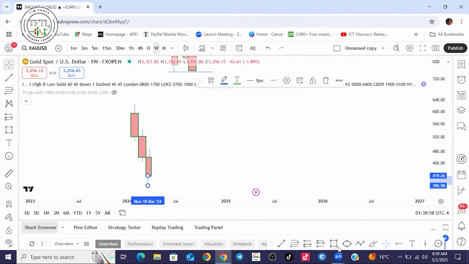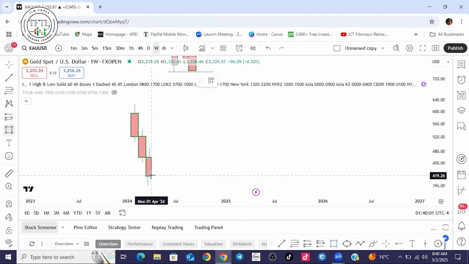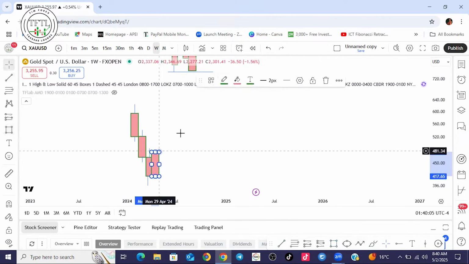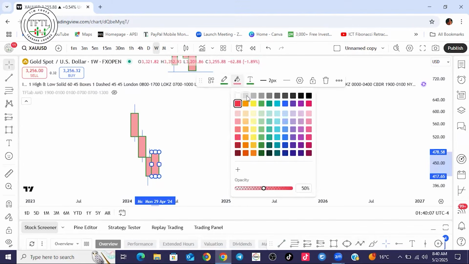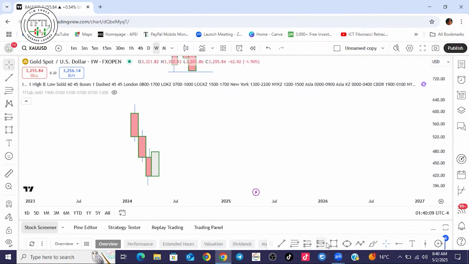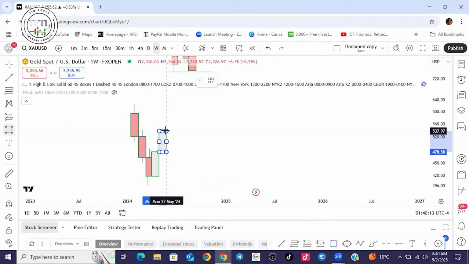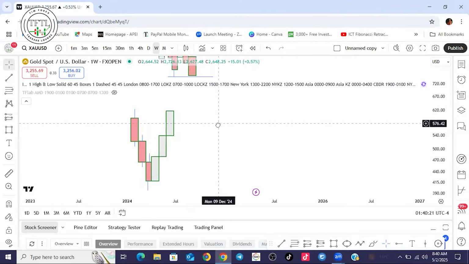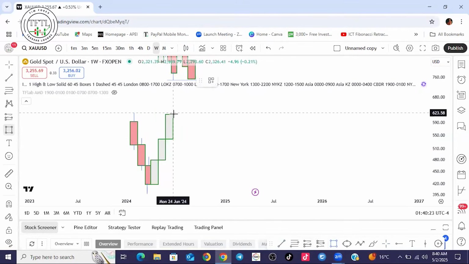Then we enter a buy program. So I'm going to let this one be like that. Now we start entering a buy program. The market pushes up. It can push up even to create a BOS.